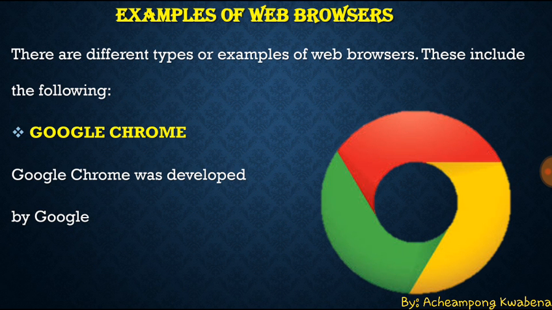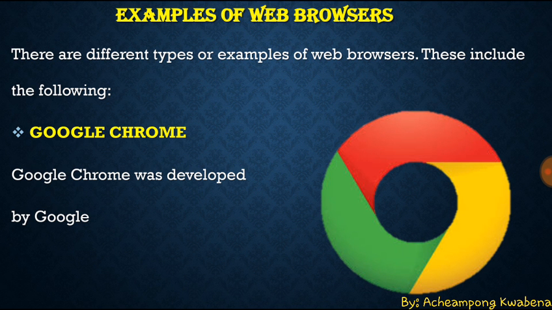Now let's look at some examples of web browsers. We have the first one to be Google Chrome. This is a common browser that we normally see on our mobile phones and most desktop computers. So we have Google Chrome as one of the familiar web browsers seen on our devices. This browser was developed by Google to be used on mobile phones or desktop computers.